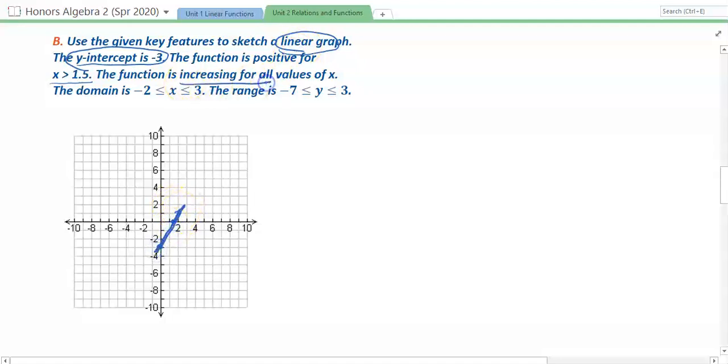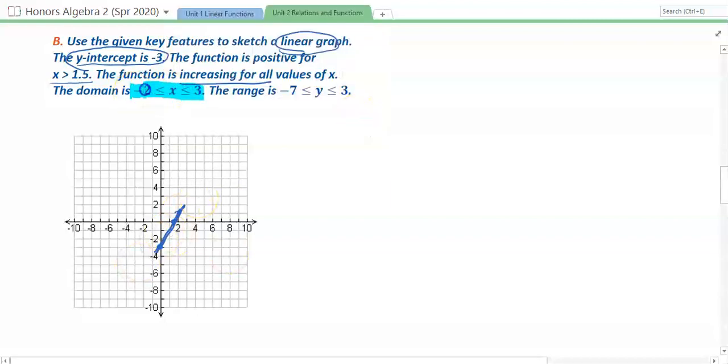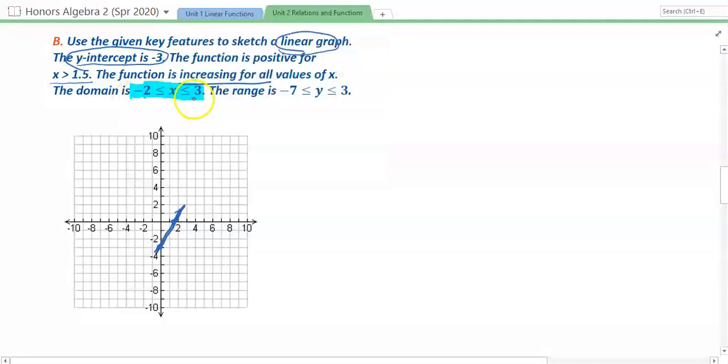It's increasing for all values of x. And so, again, as I go from left to right, that's true there as well. But here's where the change comes in, and this might trip some of you up. We're told that the domain is from negative 2 to positive 3. And again, we might see that domain given in interval notation like this. And so what that does is it restricts what x values this graph can have. And so I'm going to put in some dashed lines here where this graph is going to start and where it's going to end.